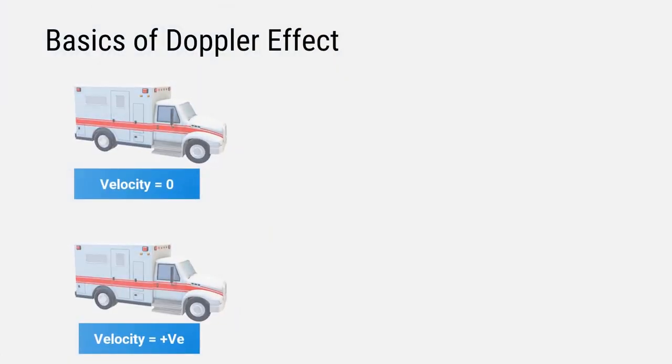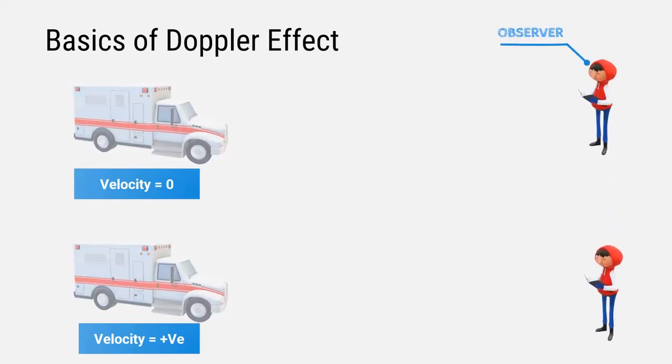So let's start with an example. Here we will consider an ambulance which is stationary in the first case, and in the second case the ambulance is moving, where the velocity of the ambulance is positive, which means it's moving towards the observer, or it's moving away from the observer. We'll take observers at the same distance in both of the cases.